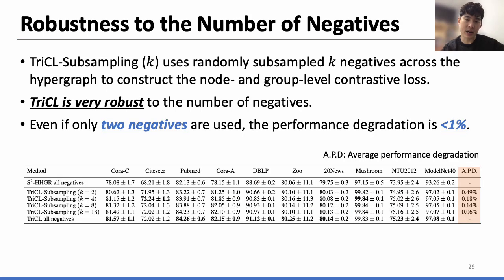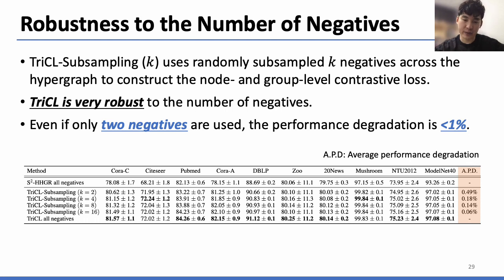To analyze how the number of negative samples influences the node classification performance, we propose an approximation of TriCL's objectives called TriCL subsampling. Here, instead of constructing the contrastive loss with all negatives, we randomly subsample K negatives across the hypergraph for node and group contrast respectively at every gradient step.